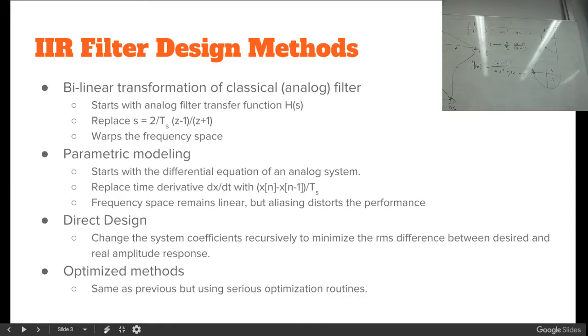Okay, so if you have dx over dt, you replace that with the difference between two subsequent points divided by time. So delta x over delta t. You replace that when you have a transfer function. Or you have the difference equation. You derive the difference equation from the differential equation. Frequency space remains linear, but actually this works only for highly oversampled systems, since basically aliasing distorts the performance.